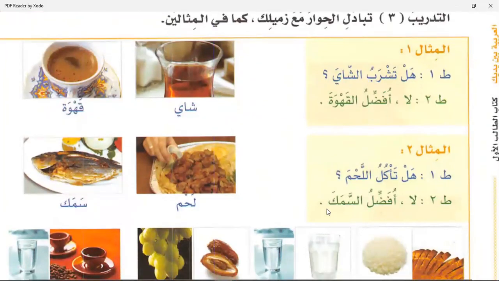So here kahwa and samak have fatha because they are objects of the sentence. The action of the verb ufadilu is done on them. Similarly, shai and lahm are also objects of the sentence, maful bihi, because the action of the verbs tashrabu and ta'kulu is done on them. So the object of the sentence in Arabic is called maful bihi.